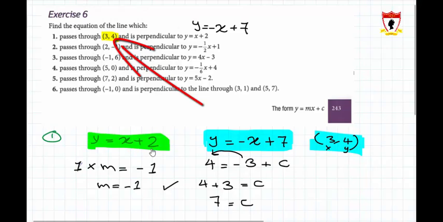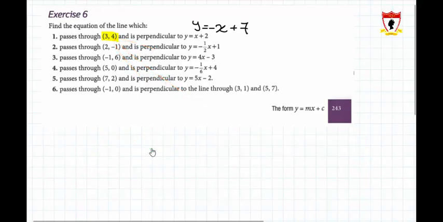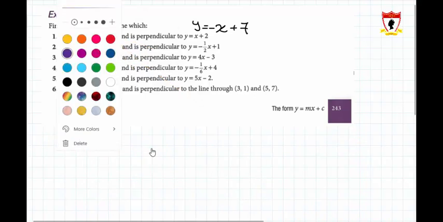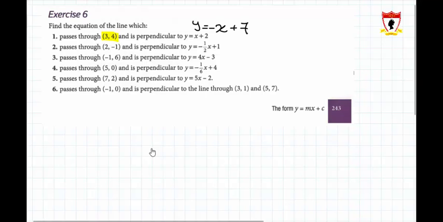Now let's do the same thing for question 2. Remember, when two lines are perpendicular, when you multiply their gradients, the result is negative 1. It must be negative 1, nothing else. It's a rule.